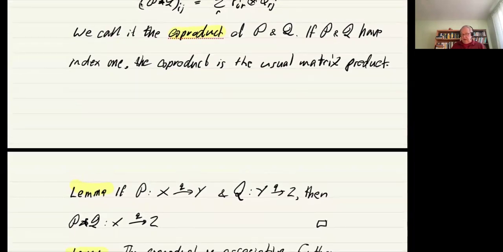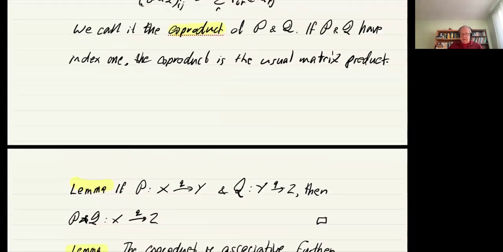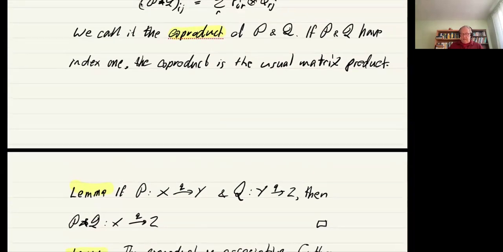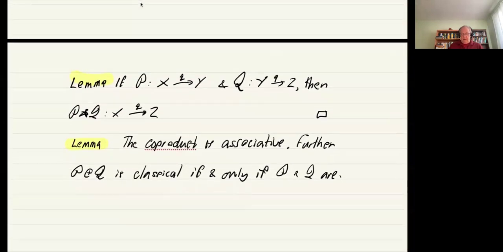Again, something else I'll leave as an exercise. If we have quantum homomorphisms from X to Y and Y to Z, then the co-product is a quantum homomorphism from X to Z. Okay. Again, that's reasonably straightforward, and I'll be putting that down as an exercise. The other thing which I'm going to dump on you is the fact that the co-product is associative.